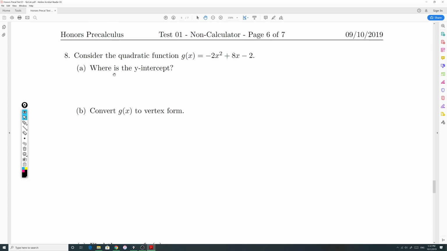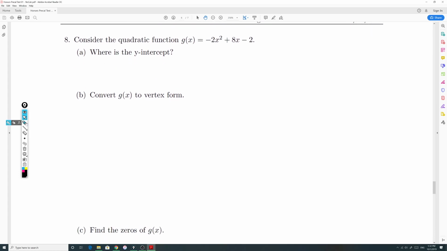So, helps if you change back to writing in a pencil. Okay, so the y-intercept is at 0, -2. Yay. Okay, vertex form. To convert to vertex form, this requires completing the square with a couple of little changes to it.